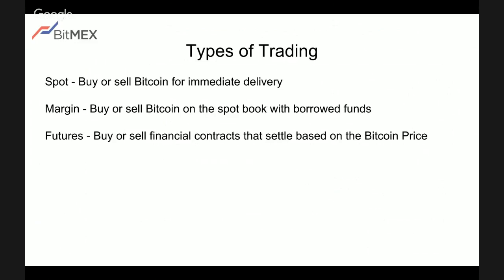Then people started to graduate on to margin trading, which is basically borrowing money from another person, either an exchange or on a peer-to-peer basis, and then buying and selling Bitcoin with borrowed funds on the same spot exchange. And then the most advanced type of trading that we have currently is futures trading, which is buying or selling a financial contract between two people that will settle based on the Bitcoin price or the price of any other third-party index.